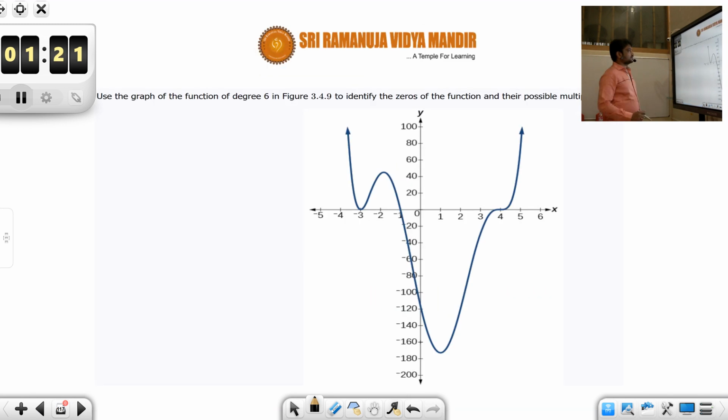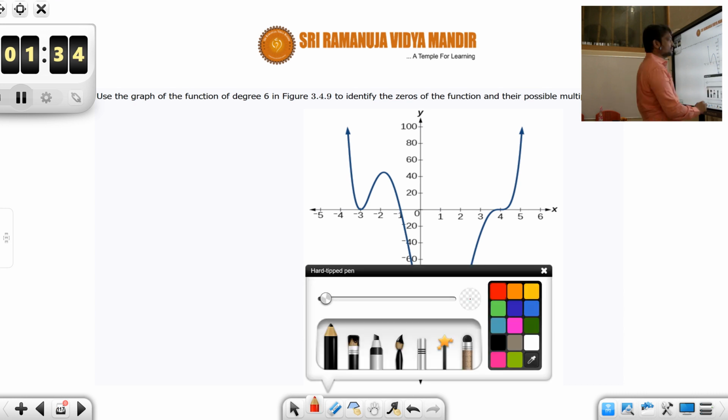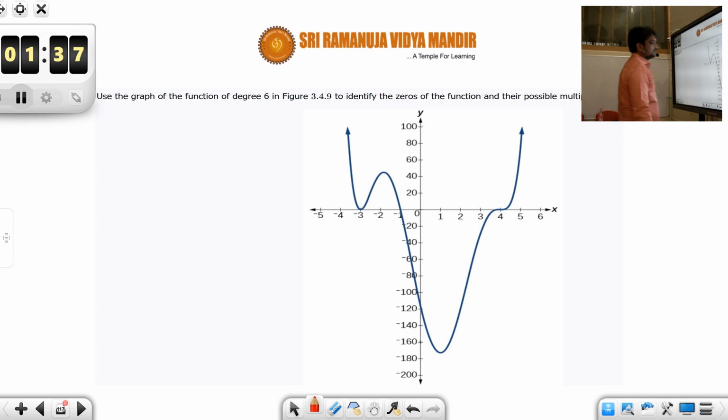Suppose this is the graph of a function of degree 6. Given a graph of a function of degree 6, identify the zeros of the function and try to find the possible multiplicities. It represents a polynomial of degree 6. Just by looking at the graph, try to identify the zeros and their corresponding multiplicities.